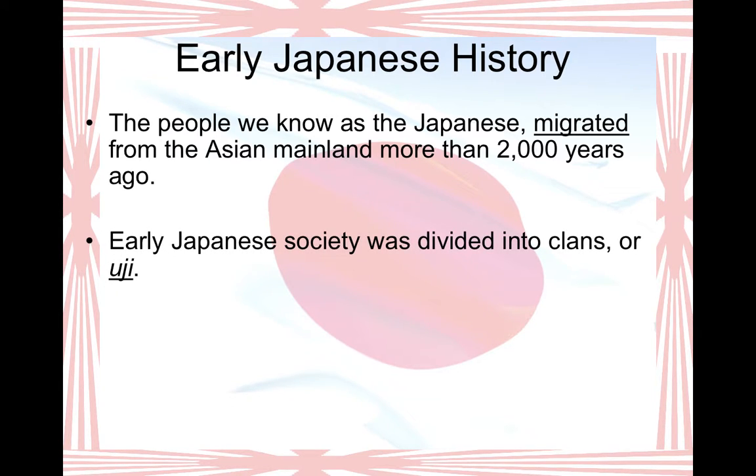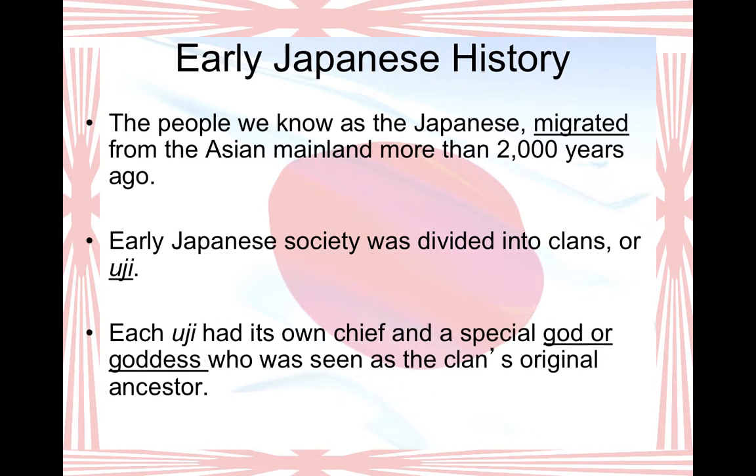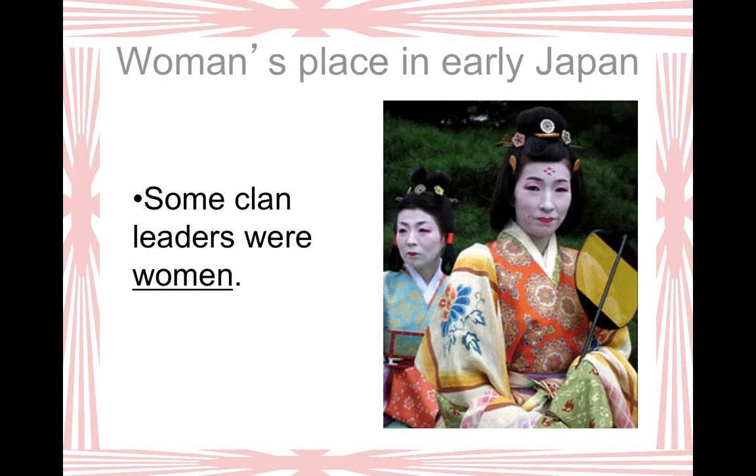The early Japanese society was divided into clans called the Uji. These clans were small, and they weren't very well organized just yet. It's very early stages. But they did have a chief and a special god or goddess. And so they not only had government, but they also had religion. Early on in Japan, women had a higher role than they would later, and some women actually became leaders of a clan.